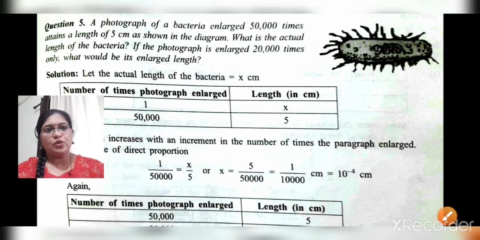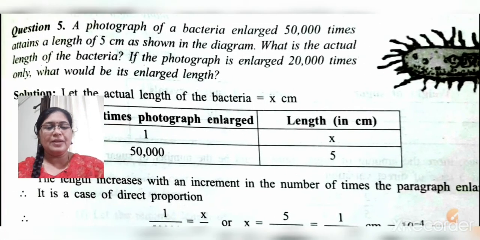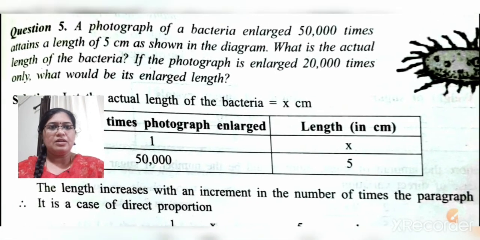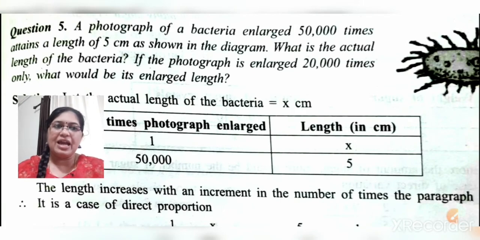Now children, 5th question. Let us read the question. A photograph of a bacteria enlarged 50,000 times attains a length of 5 cm as shown in the diagram. What is the actual length of the bacteria? If the photograph is enlarged 20,000 times only, what would be its enlarged length?